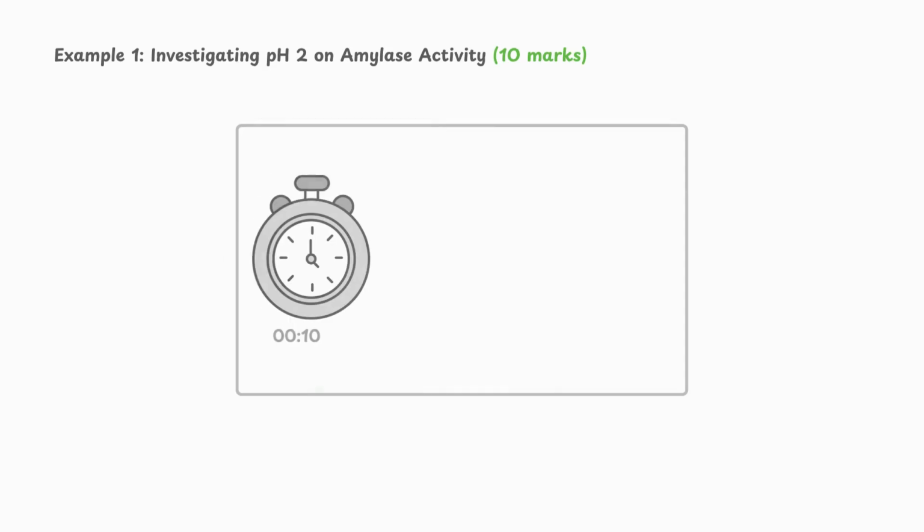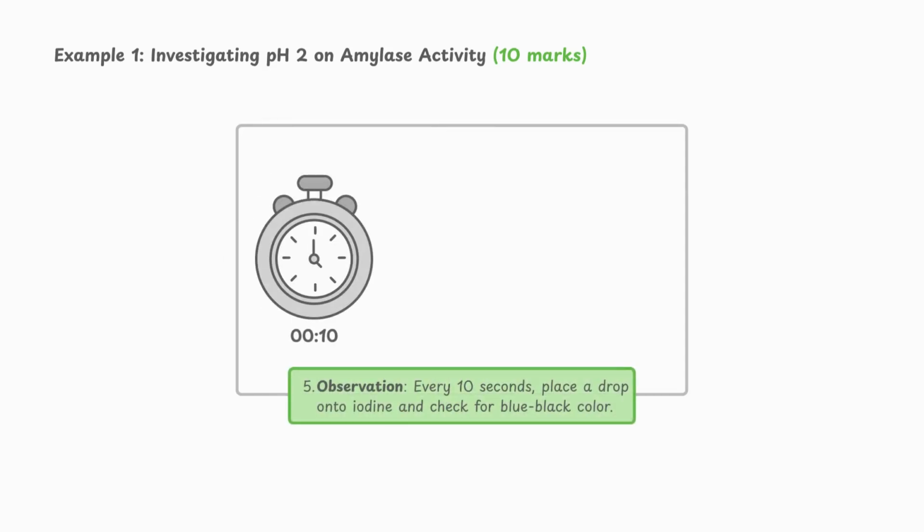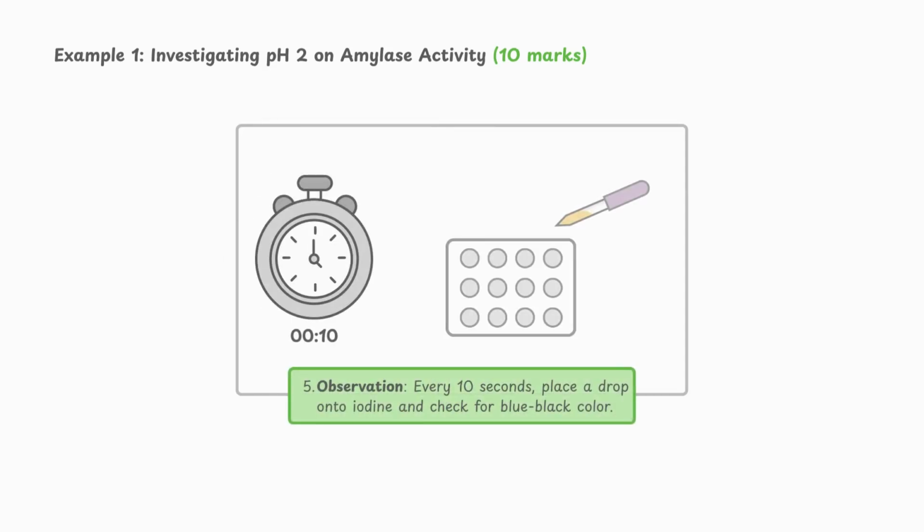Step 5. Every 10 seconds, take a small drop of the reaction mixture and place it onto an iodine well. Remember, iodine turns blue-black if starch is still present. If starch has been broken down, the iodine will remain orange-brown. Continue testing at 10-second intervals until the iodine no longer changes color. This tells you that all the starch has been digested.